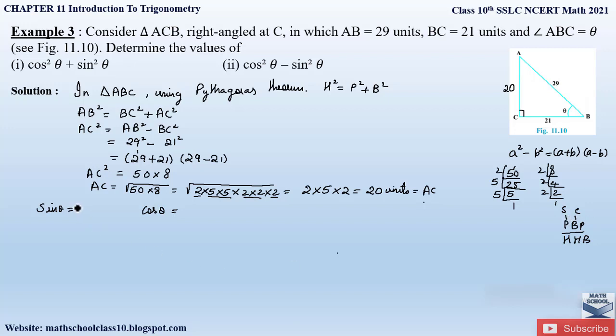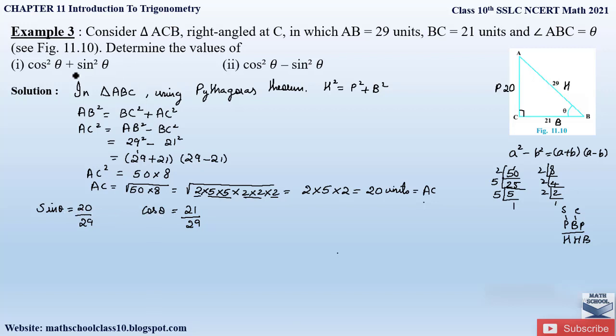So sin theta is what? Perpendicular by hypotenuse. So which is the perpendicular? This is the perpendicular, this is the base, and this is the hypotenuse. So perpendicular is 20 by hypotenuse is 29. And what will be cos theta? Cos theta is base, that is 21 units, by hypotenuse, it is again 29 units. So we found out the value of sin theta and cos theta.